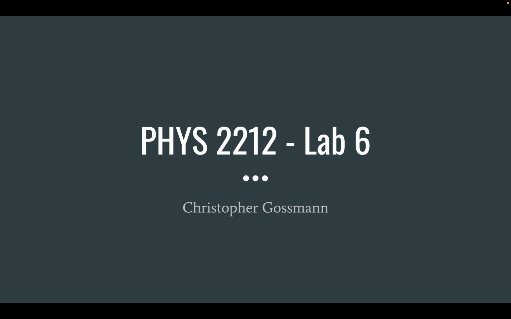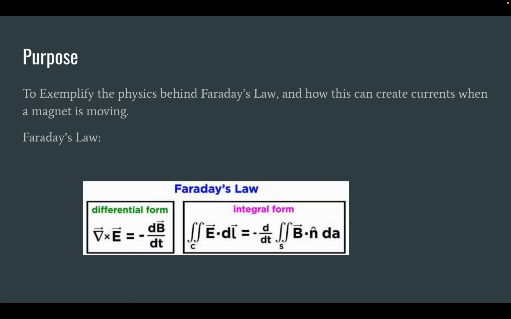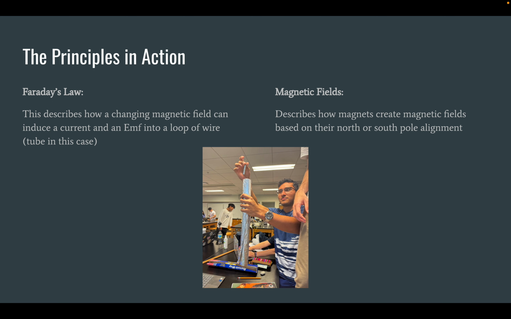I will present my Physics 2, Lab 6, about magnetic molasses. The purpose of this lab is to exemplify the physics behind Faraday's law and how this can create currents when the magnet is moving. This is Faraday's law.